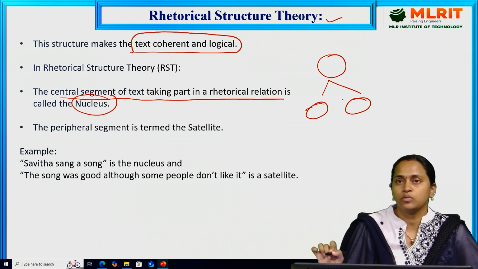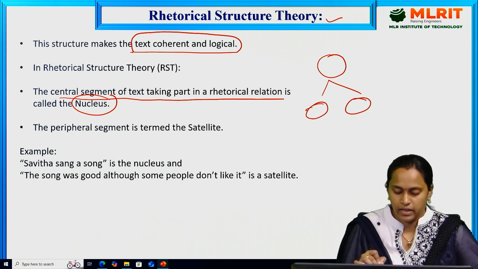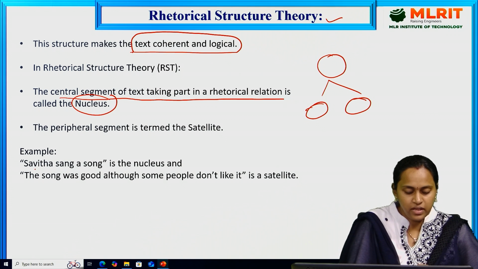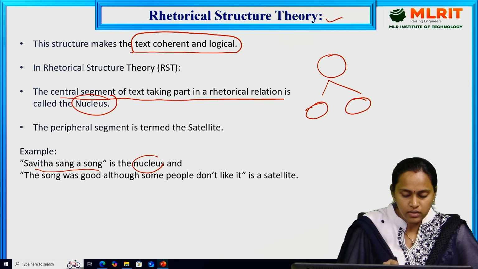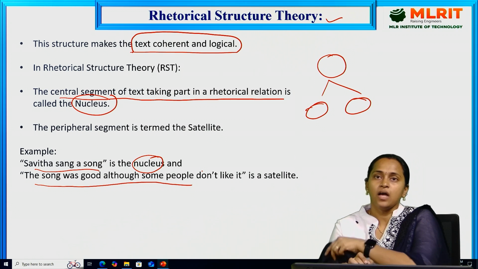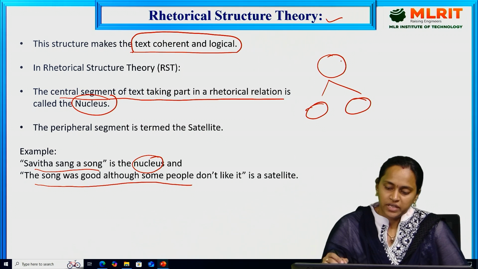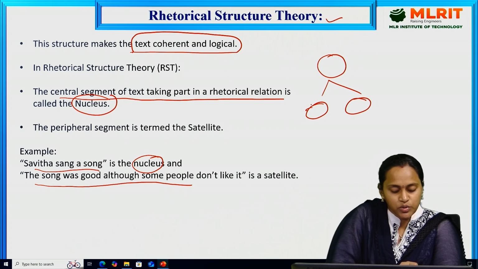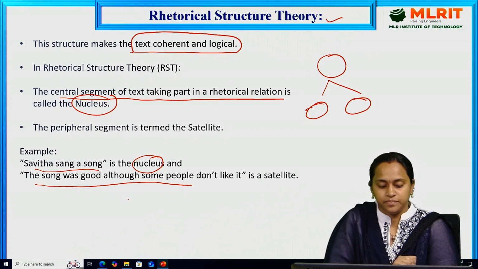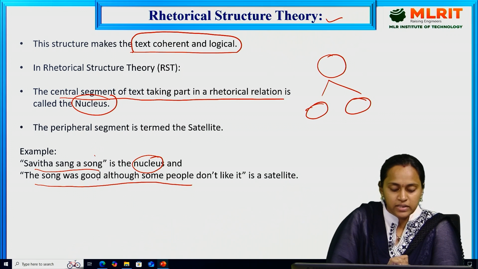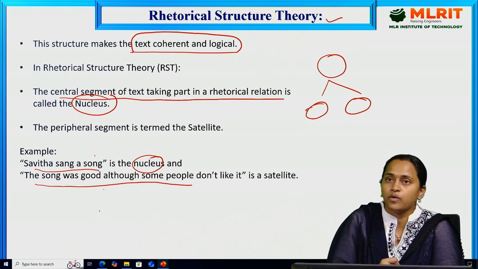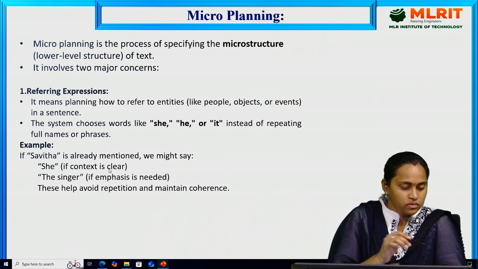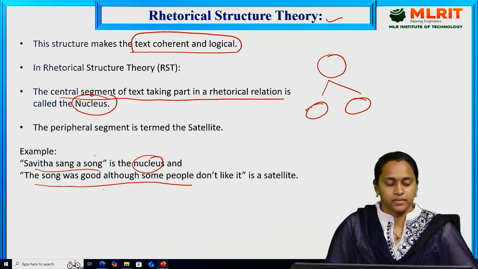Some like 2 marks questions, they ask like that. So see here, see the sentence. Savita sang a song. This is the nucleus. The song was good although some people don't like it is the satellite. So here what is the nucleus? Savita sang a song, and next the song was good although some people don't like it is the satellite. This is the relationship between the nucleus and satellite. That means there is a connection between the paragraph and that sentence, both a single sentence only. That means we are dividing into 3, right? So there is a connection between these sentences.